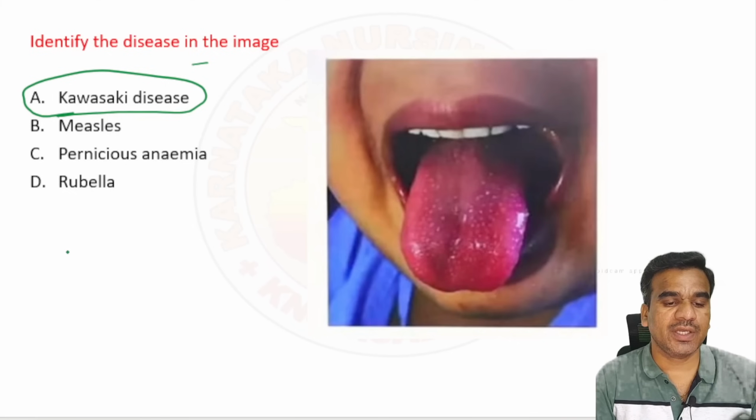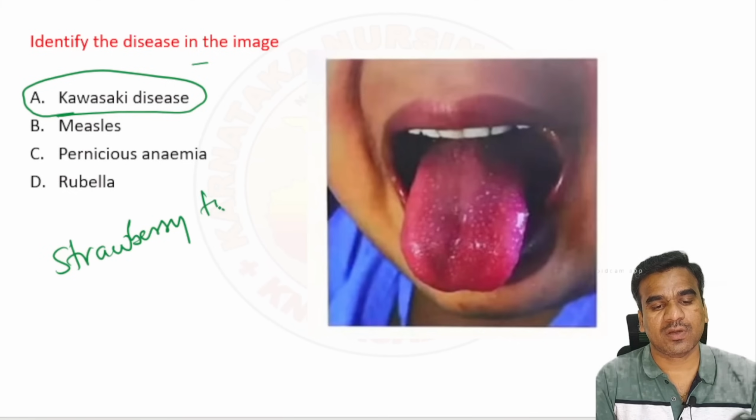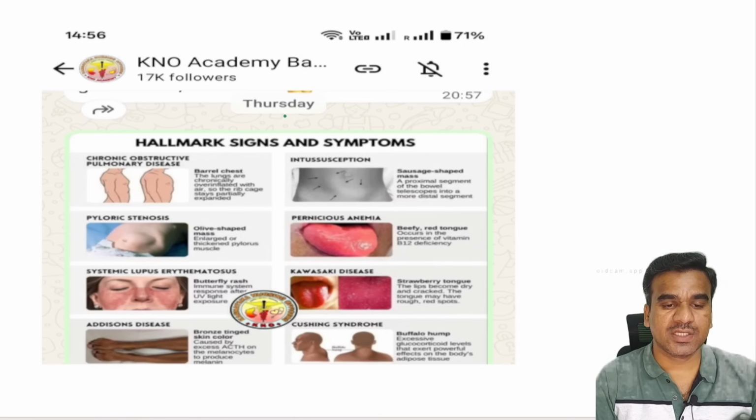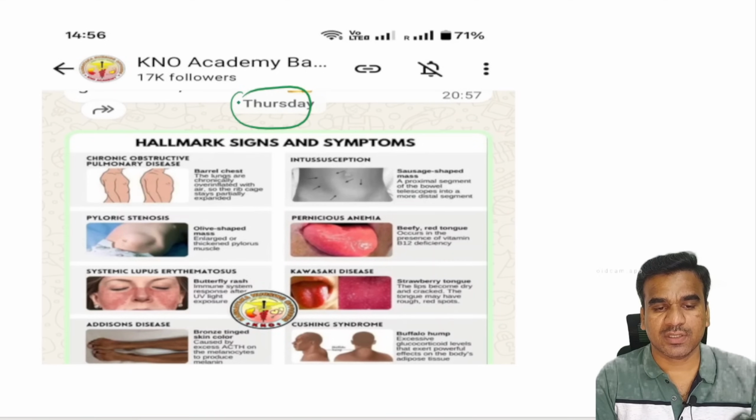So strawberry tongue. If they ask a question in words, what is the strawberry tongue seen in Kawasaki disease? Here we can see, just yesterday we shared the same image in the WhatsApp group. Okay, so here we can see Kawasaki disease, strawberry tongue.